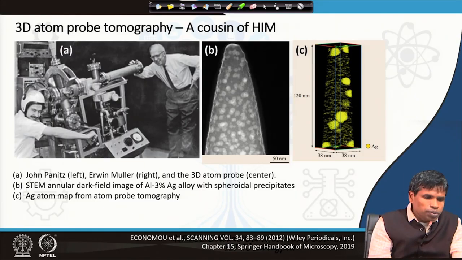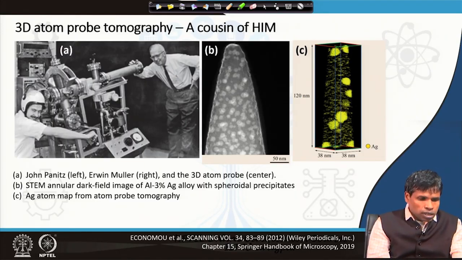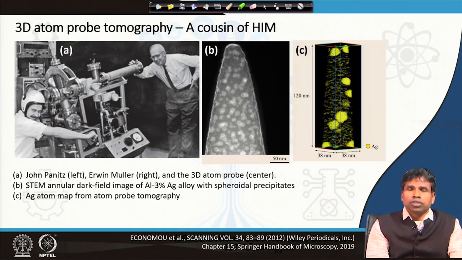And in these cases, the tip has to be very sharp, and the tip is biased at a potential of 3 to 15 kilovolt, and at the tip there will be a voltage much higher than that, and that would induce a very high electrostatic field. Now, using a high voltage pulse or a laser beam, we can evaporate the tip, and the atoms will be flying towards the opposite electrode with a particular time of flight. By measuring the mass by charge, from the time of flight measurements, we can measure the composition.